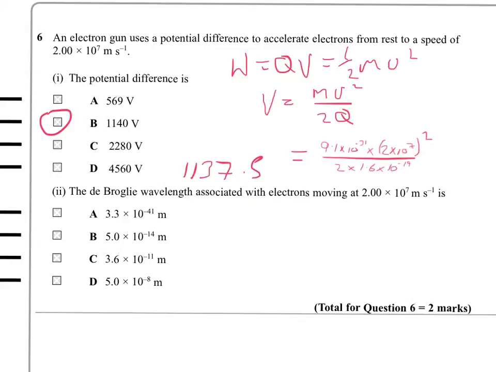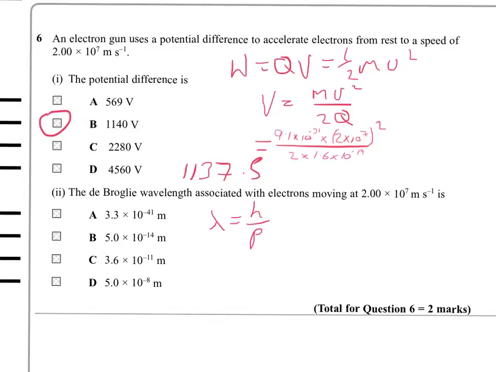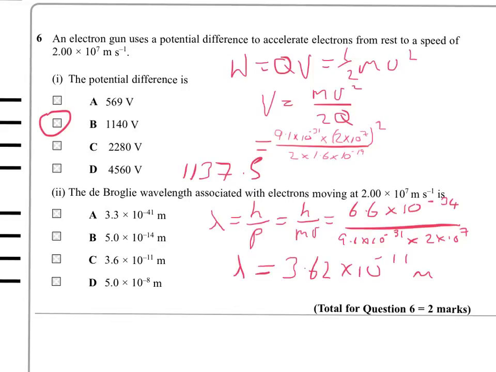Okay, so now they want to know the de Broglie wavelength associated with electrons moving at this speed. De Broglie told us that lambda was h over the momentum, so that's going to be 6.6 times 10 to the minus 34 over the mass of the electron, 9.1 times 10 to the minus 31, times the speed, 2 times 10 to the 7. That gives us 3.62 times 10 to the minus 11 meters, so that'll be this one.